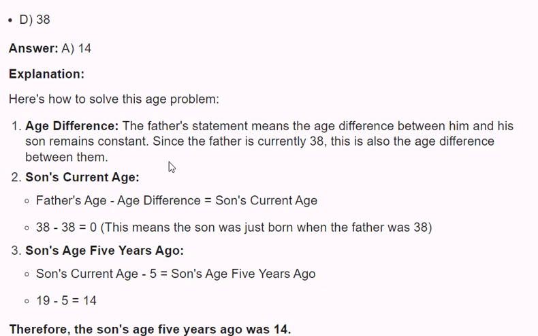2. Son's current age. Father's age minus age difference equals son's current age. 38 minus 38 equals 0. This means the son was just born when the father was 38.